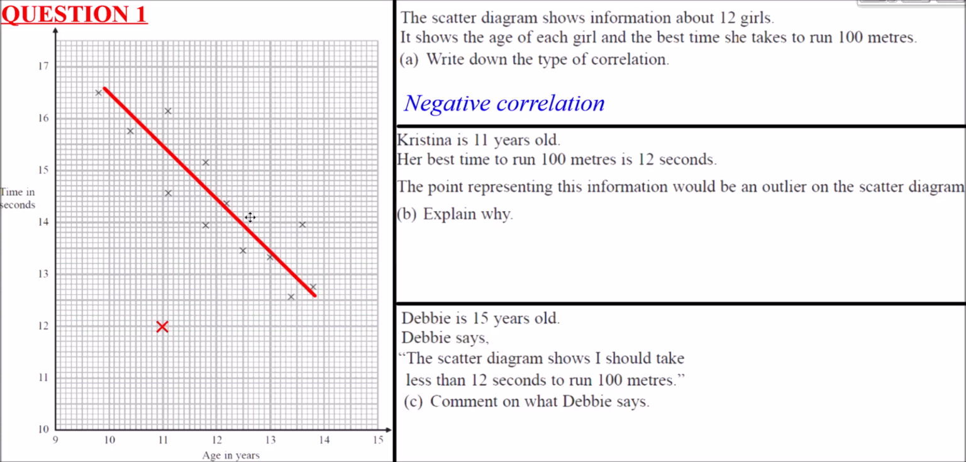So you need to explain to the examiner something on the lines of it does not fit with the established trend, or I'd say, put it even simpler, her data point is very far away from the line of best fit.